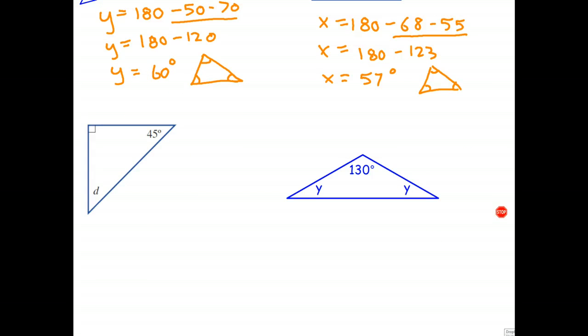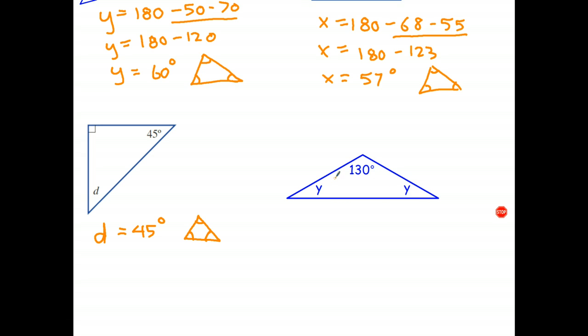Okay, this one's nice and easy. If that's a 90 degree angle, these 2 have to be 45 each for them all to add to 180. So this one I would actually not even do any setting out. D is 45 degrees. Reason is angles in a triangle add to 180.